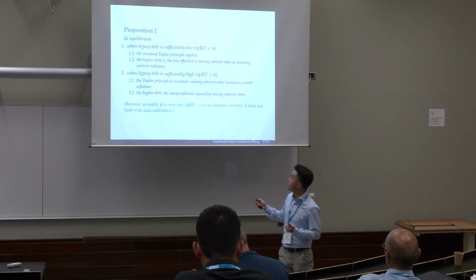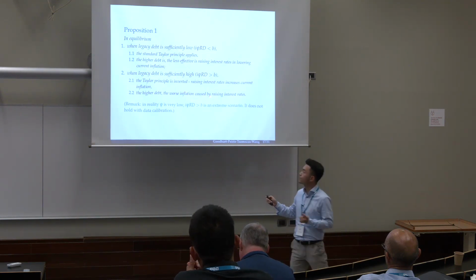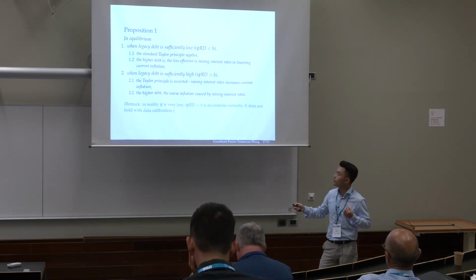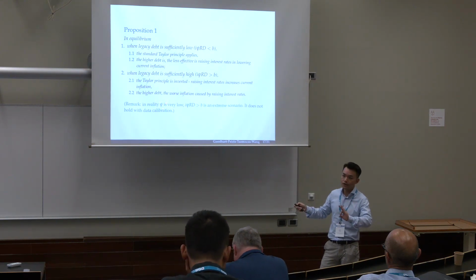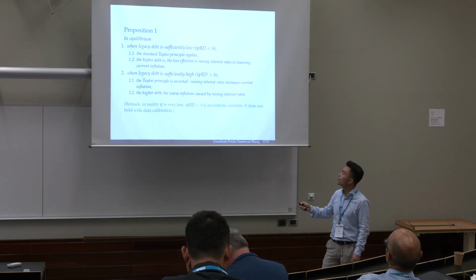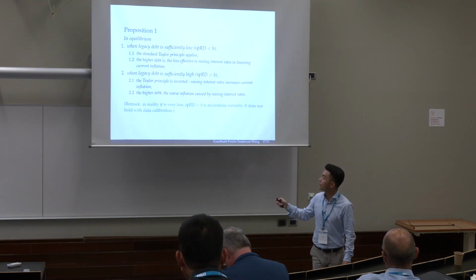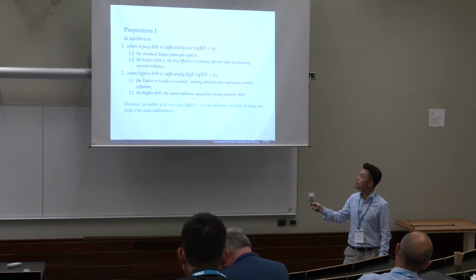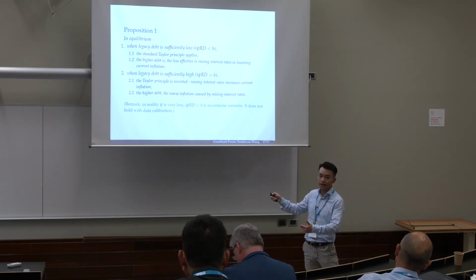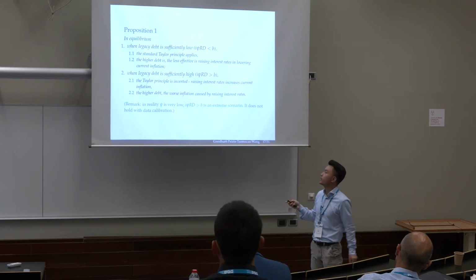However, this scenario is unlikely to hold in reality, because the parameter psi, the fraction of corporate debt to be paid every period, is extremely low. So this is unlikely to hold, and in our data calibration with a dynamic model, possibility 2 is also ruled out. So we focus on the first possibility, when the Taylor principle applies, but the presence of debt makes controlling inflation trickier.